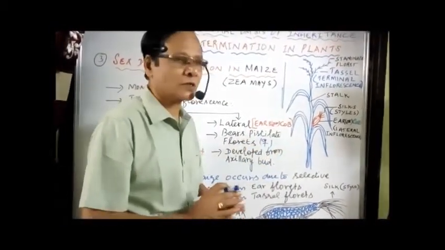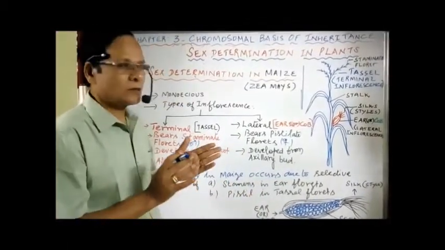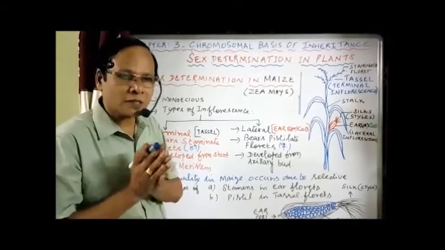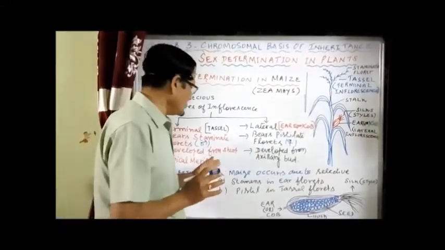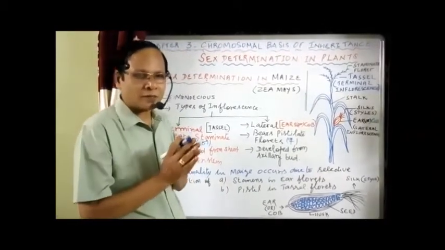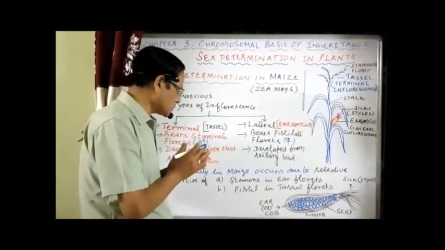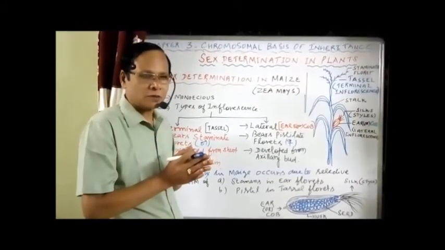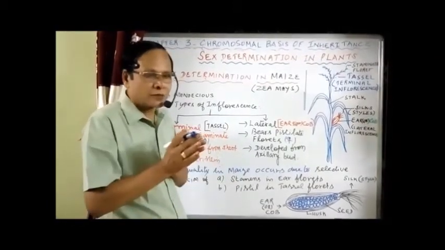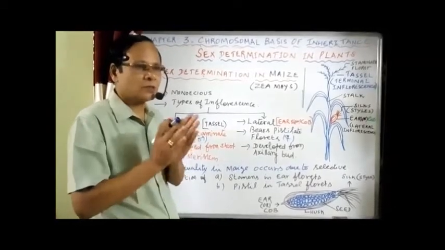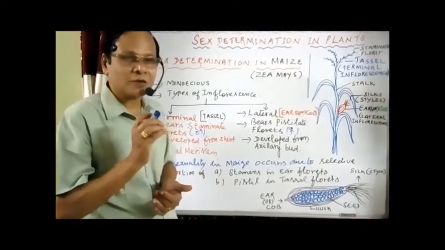What are the types of inflorescence present? Normally, I mentioned that the male and female flowers are present on the same plant, hence called monoecious. Now the unisexuality of the flowers: we have either staminate flowers or we have pistillate flowers. That is called unisexuality. So the unisexuality in maize occurs due to selective abortion.